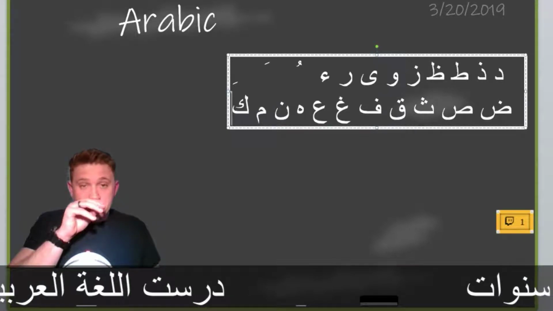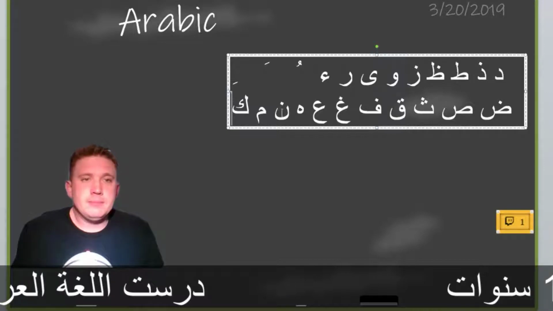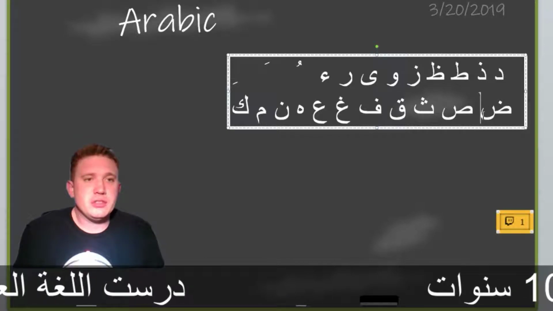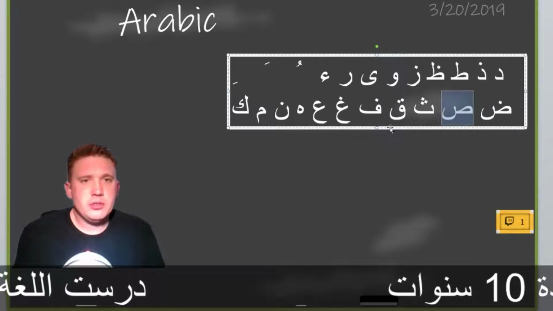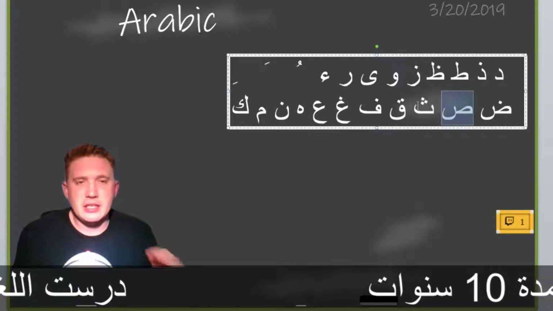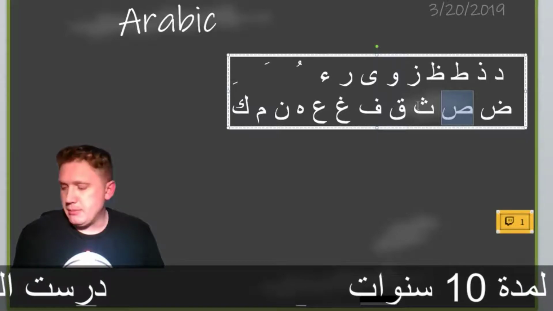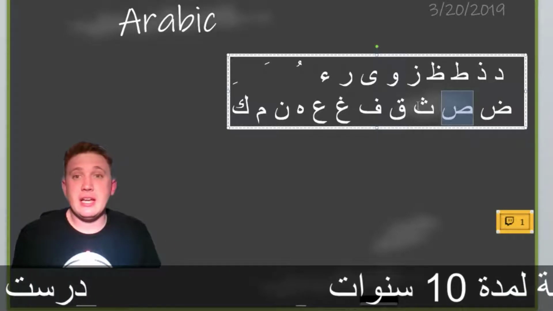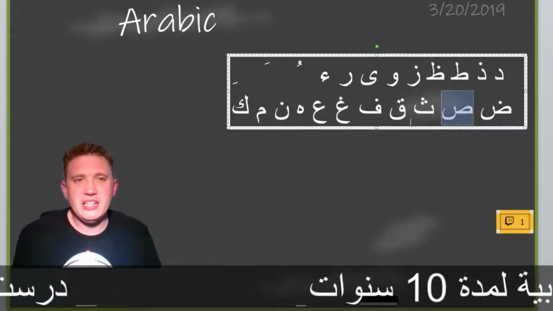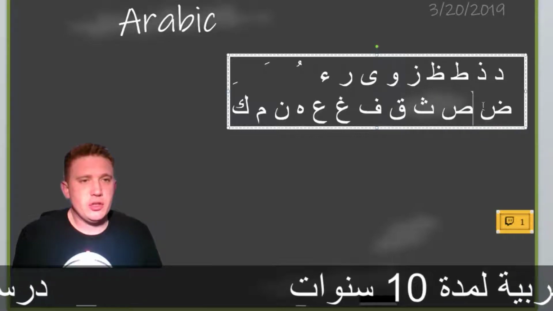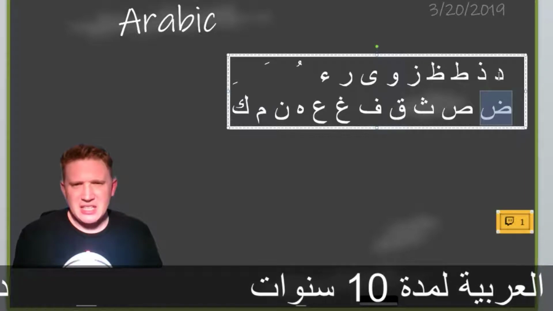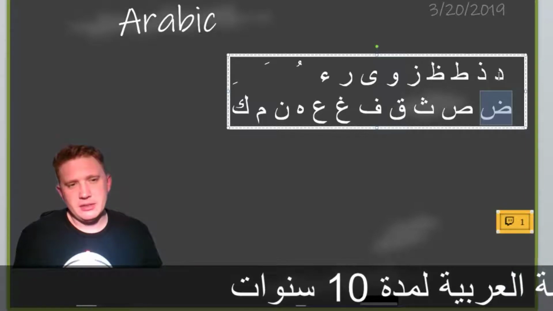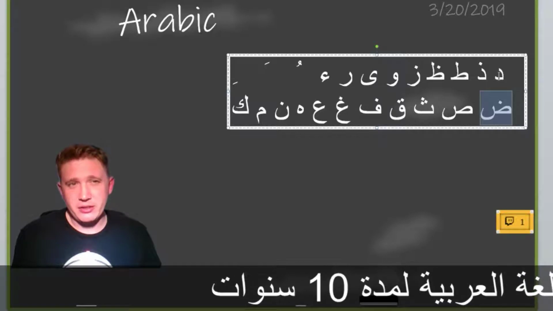So these were the letters we went over last time. The first letter was Dod, makes a D sound. Sod, which makes a S sound. It's a deeper S. And then you have Tha, which is just a softer TH. For both of these, we're going to be going over a couple of their, not sister letters, but letters that are going to sound very similar to an English speaker.